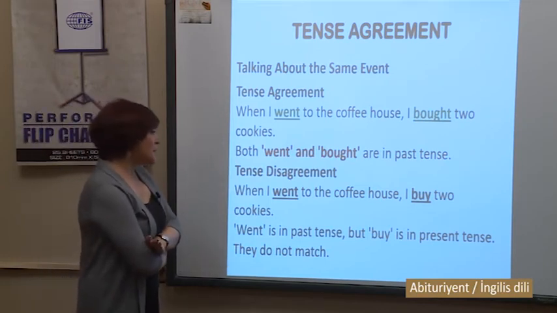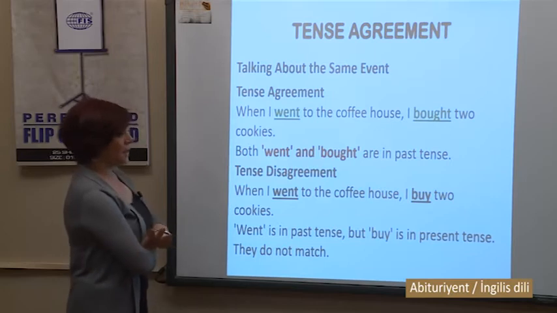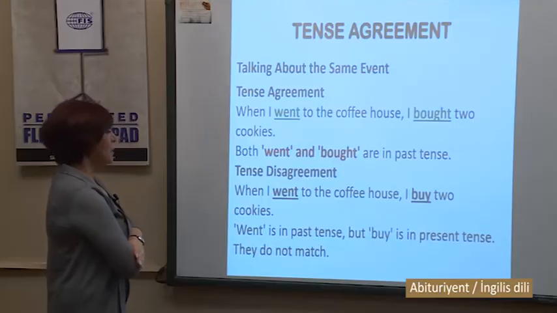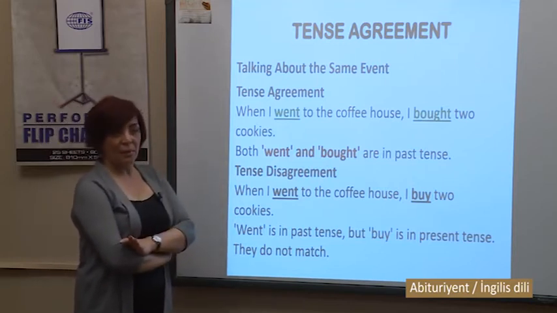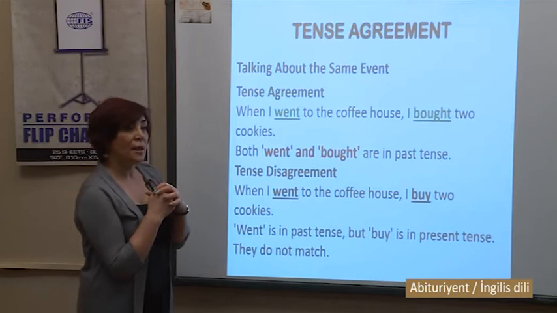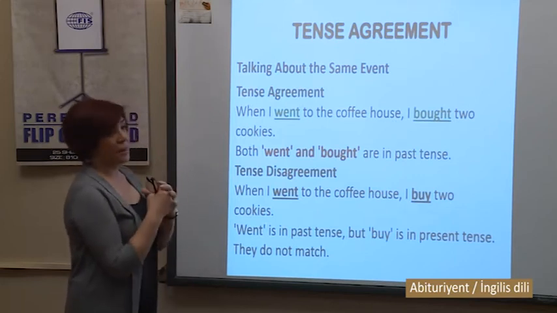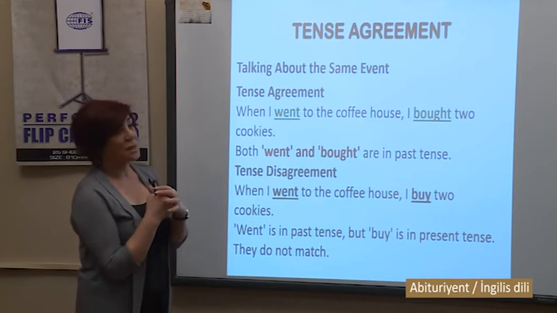And what about the tense disagreement? Here is one example. Let us first read the example, then explain it. When I went to the coffee house, I buy 2 cookies. So you see that both events happen in the past, so the second part is incorrect, because as the different events happen at the same time, both events have to be in the same tense. It means that buy should be in the past. Went is in the past, but buy is in the present. It is incorrect.